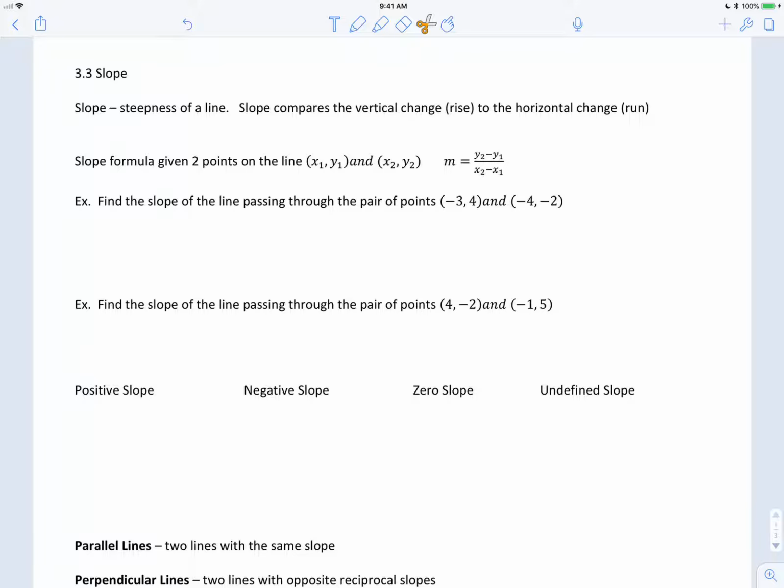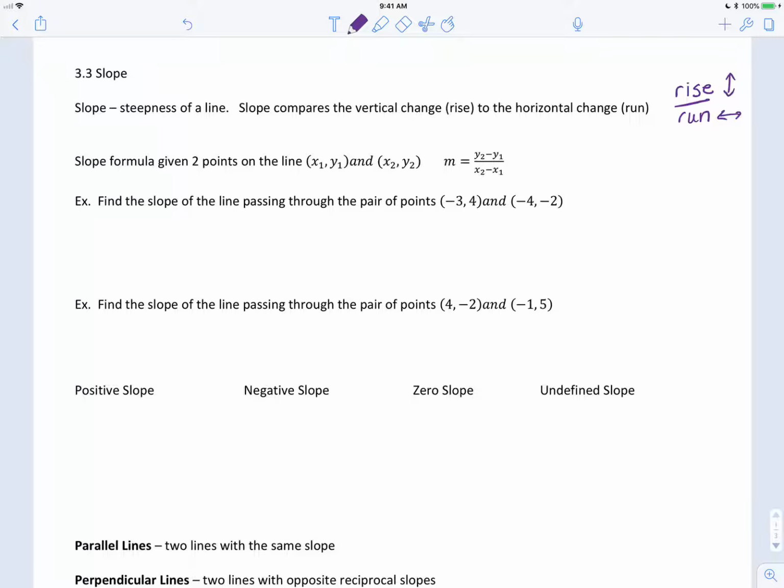And the way we do that is we compare that vertical change, how much it's rising up and down, versus that horizontal change, how much it's running to the left and to the right. So you may have heard the terms rise over run many times when you were in high school. The rise refers to that vertical change, how much it's changing up and down, over the run, how much it's changing to the left and to the right. And that gives us our slope.